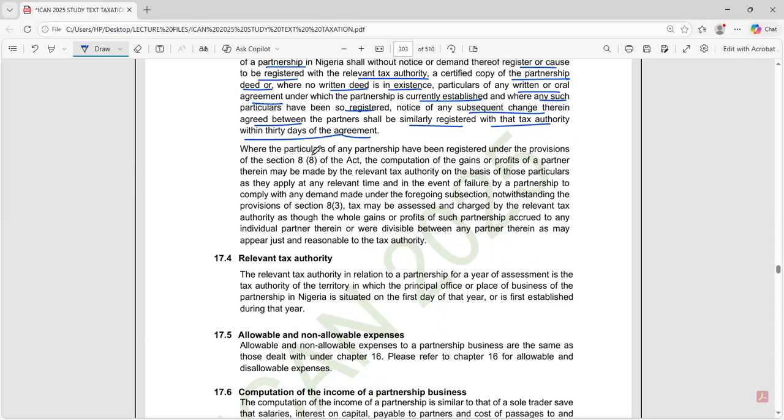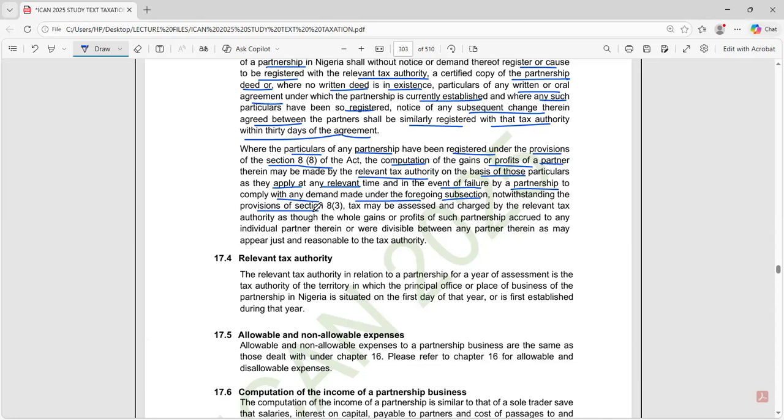So let's go. Where the particulars of any partnership have been registered under the provisions of Section 8, subsection 8 of the Act, the computation of the gains or profits of a partner therein may be made by the relevant tax authority on the basis of those particulars as they apply to any relevant time, and in the event of failure of the partnership to comply with any demand made under the foregoing section, notwithstanding the provision of the section.